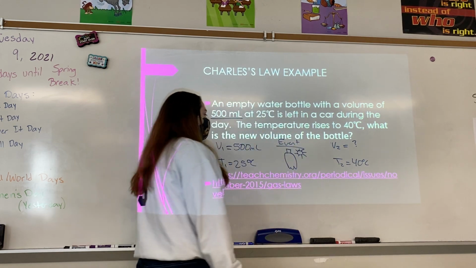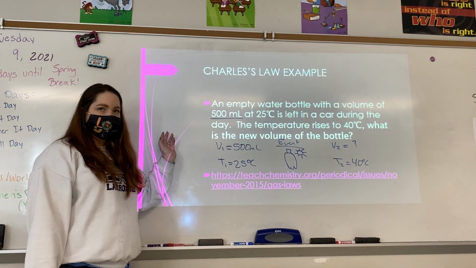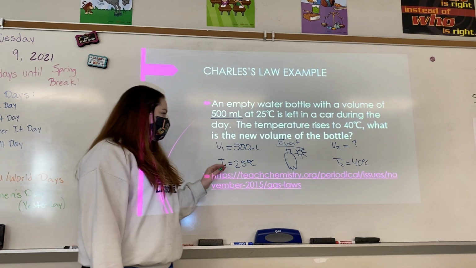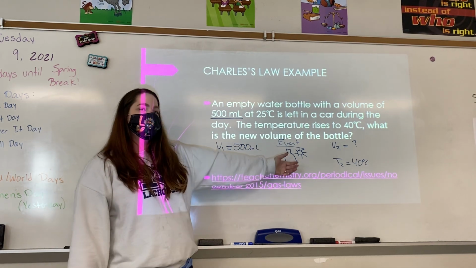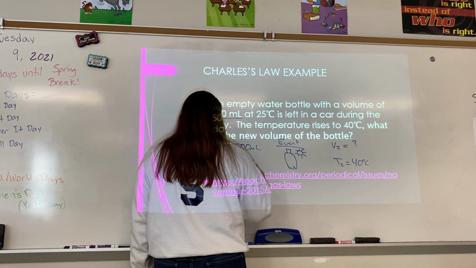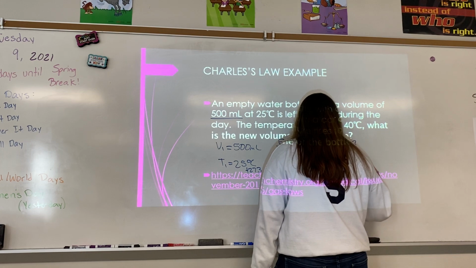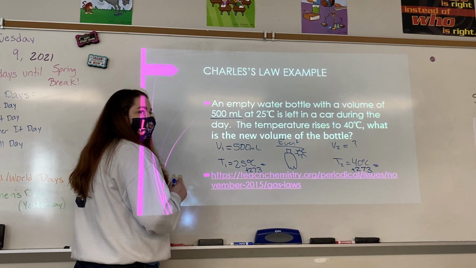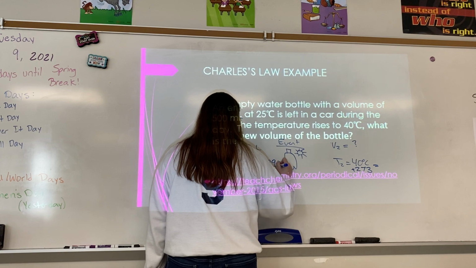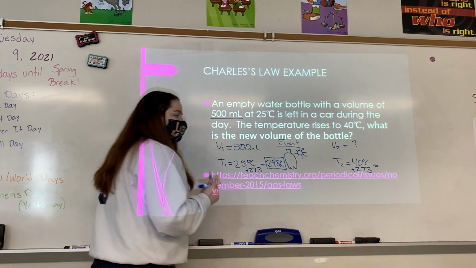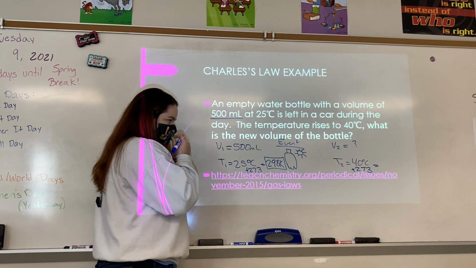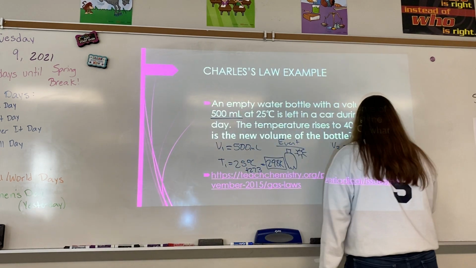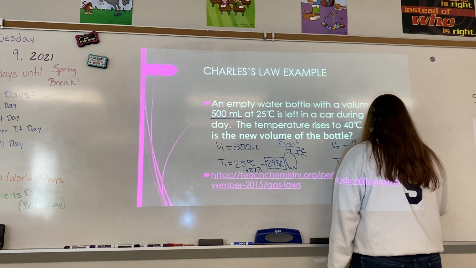All right. So can I just take those numbers and plug them straight into my formula? No. What do I have to do? I have to convert my temperatures into Kelvin. How do I go from degrees Celsius to Kelvin? I add 273. So what is my new T1? 298. What is my new T2? 313. All right, so there's your new T1 and your new T2.